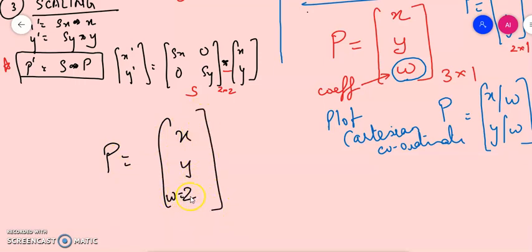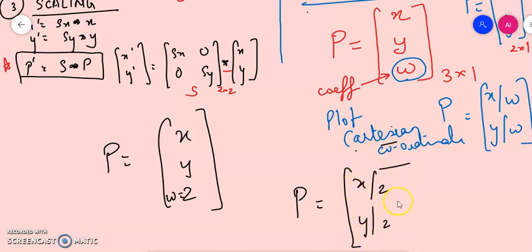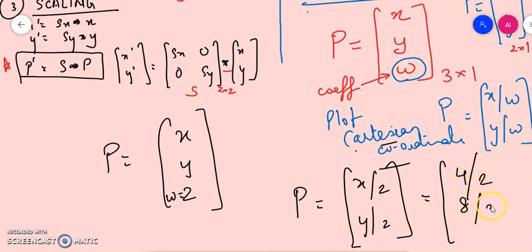Right? So my W is equal to 2 out here. So when I am plotting it on a Cartesian coordinate system, what will it be? X by 2 and y by 2. Let the value of x and y be anything. Suppose my x holds a value 4 and my y holds a value 8. So it will be 4 by 2 and 8 by 2. That is what will be my final P coordinate as per Cartesian coordinate, right?